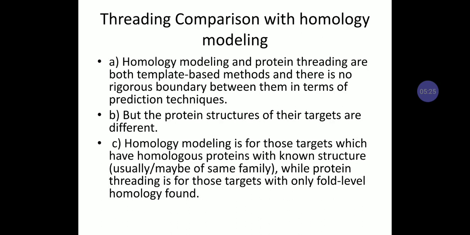Now we can see the comparison between homology modeling and threading. The main difference is that homology modeling is for those targets which have a homologous protein with known structure, whereas protein threading is for those targets for which only fold-level homology can be found.